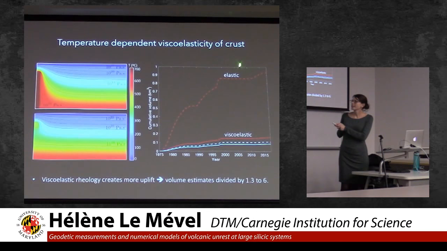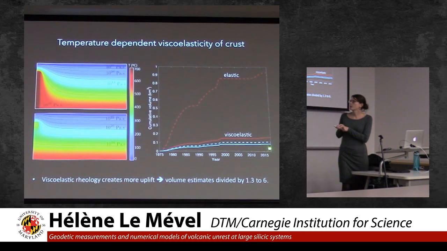The volume estimate for the elastic and viscoelastic case are very different for the case of the magmatic mush. However, for the water, it has less influence, because here we have a much cooler and much smaller area. I forgot to mention, but in these models, both the rock matrix of the porous domain and the surrounding crust is considered viscoelastically. So it would be very important to consider viscoelastic relaxation of the crust in the case of a long-lived magmatic mush that is hot. So volume estimates are divided by 1.3 to 6, depending on the case.